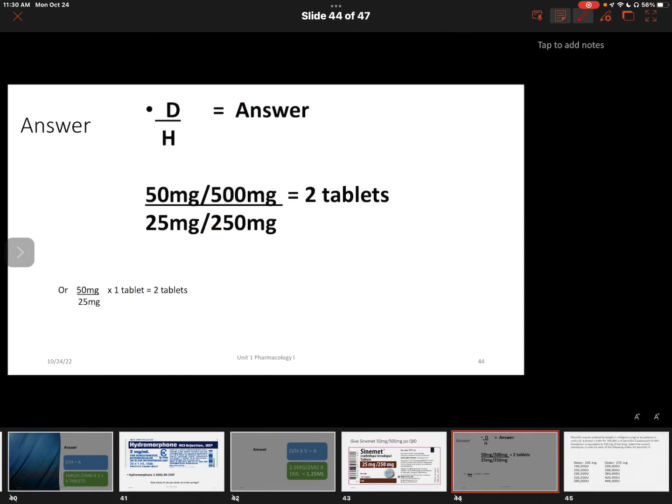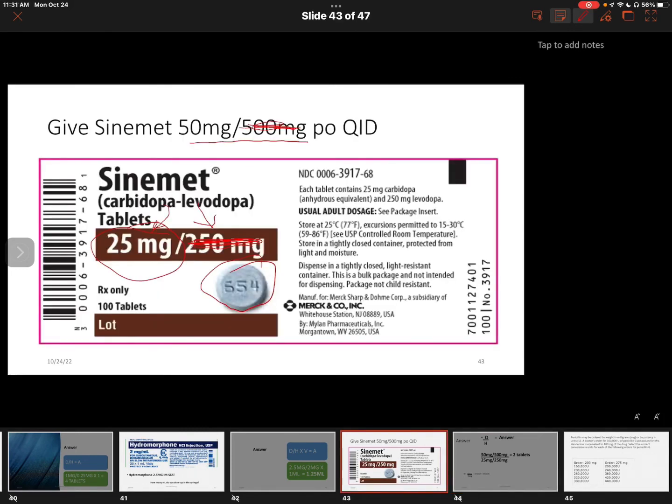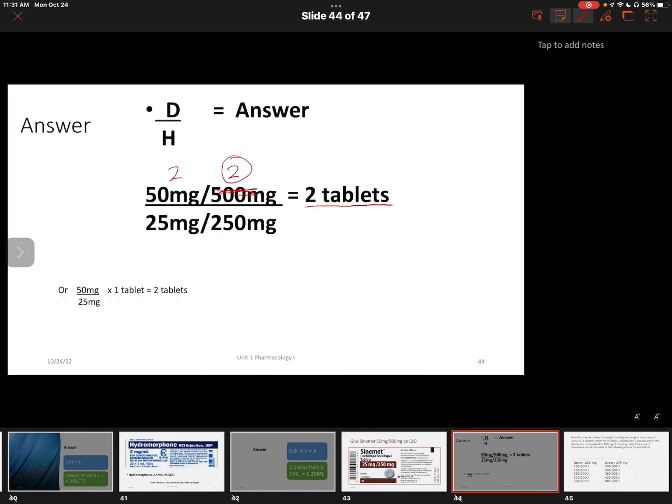Even if you use the entire problem, 50 milligrams / 500 milligrams is what's ordered. What you have on hand is 25 milligrams / 250. You would divide all of these numbers and you still would come out with 2. Even though there's 2 and 2, when you divide, you're only going to use one of these, and that represents 2 tablets. So that's the reason why I had recommended that you cross this out so that it doesn't confuse you, and you just work with this.